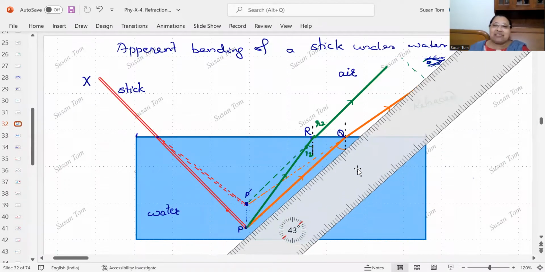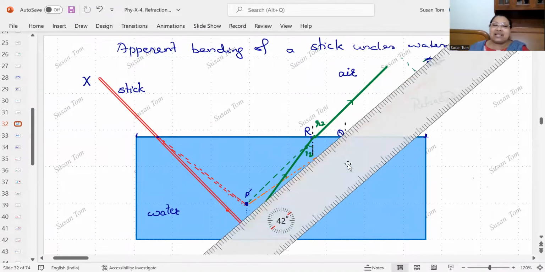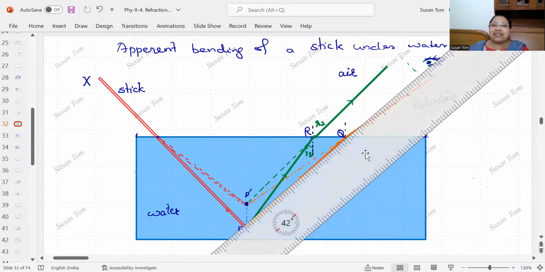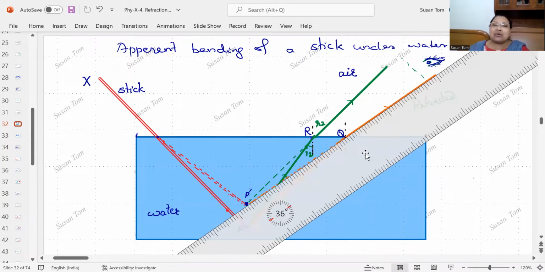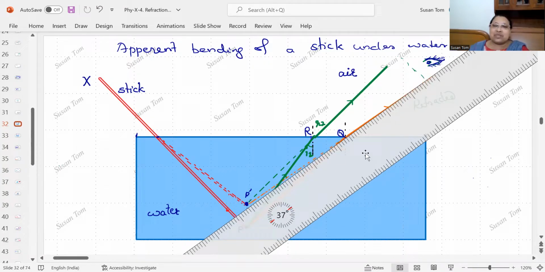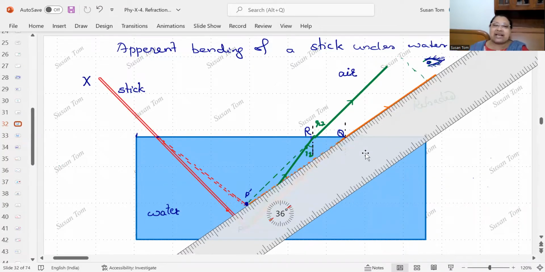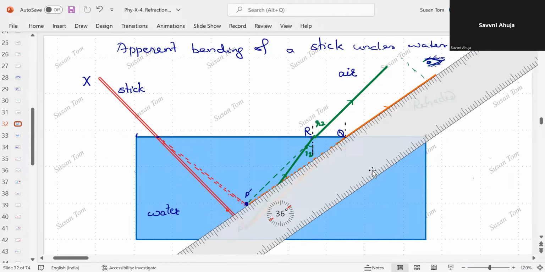So if you have the incident ray in this way, and you want to refract it, keep the scale in such a way that when we produce it backwards, it will touch this P dash which you have already chosen. Could you get it? Yes, ma'am. Are all of you getting it or not? But I'm telling, I'll draw. Yes, ma'am.